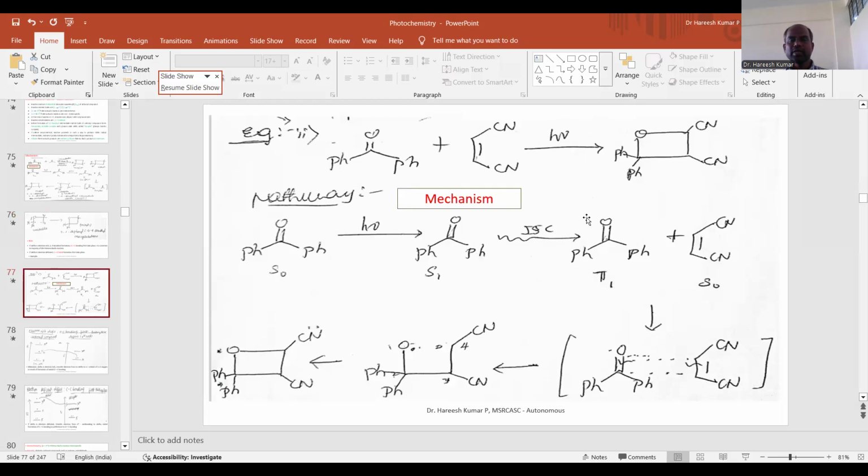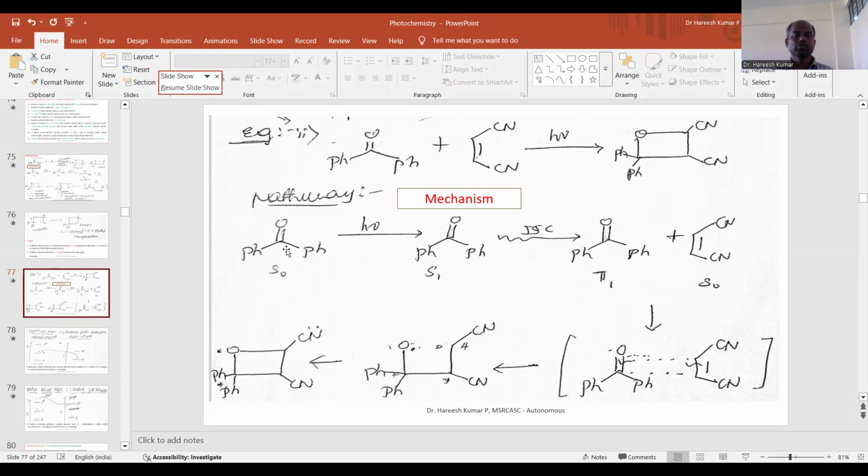Here is one example. A carbonyl compound reacts with the olefin. What is the olefin here? Dicyanoalkene is the olefin, and the product is this one. And you can observe that there is retention of configuration. That means the cyano groups are on the same side.